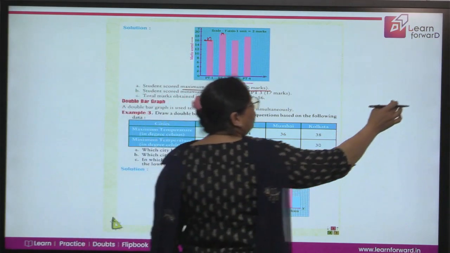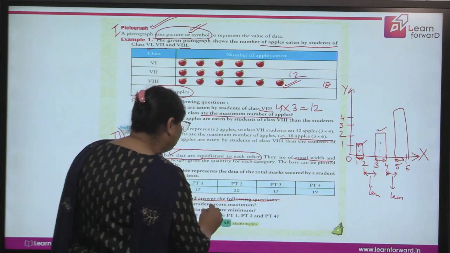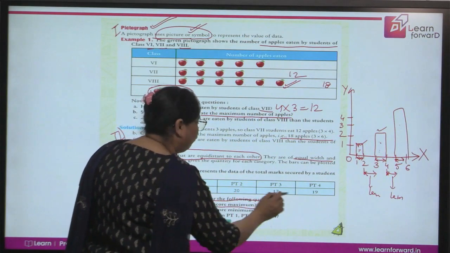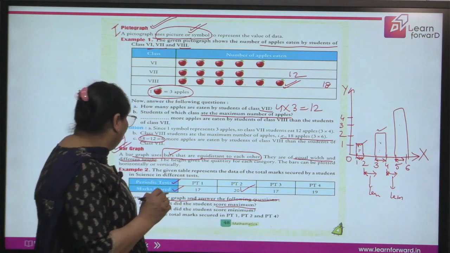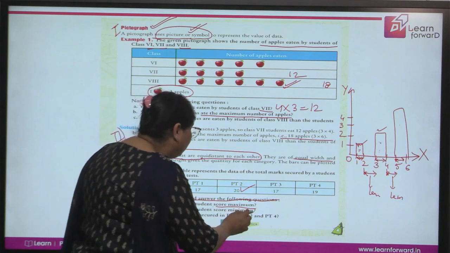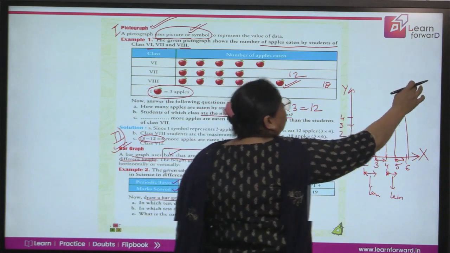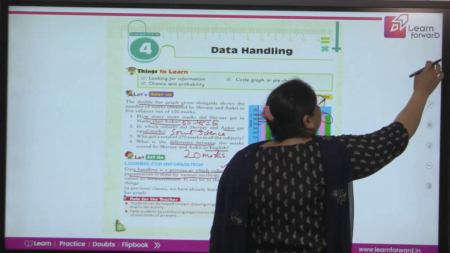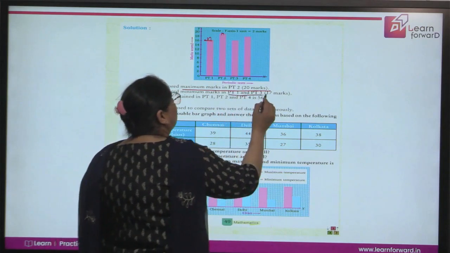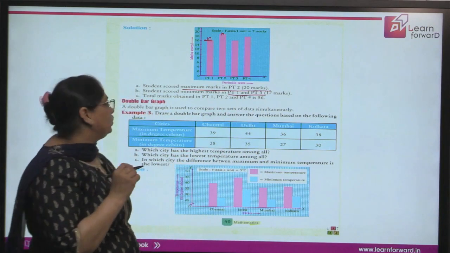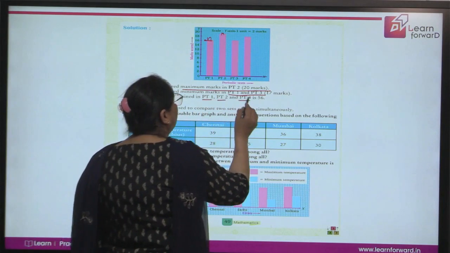The question was, in which test does the student score maximum marks? You can see here, from the graph also, that 20 marks are obtained in PT2. In which test does the student score minimum marks? It is PT1 and PT3. 17 marks are scored by the student in PT1 and PT3.